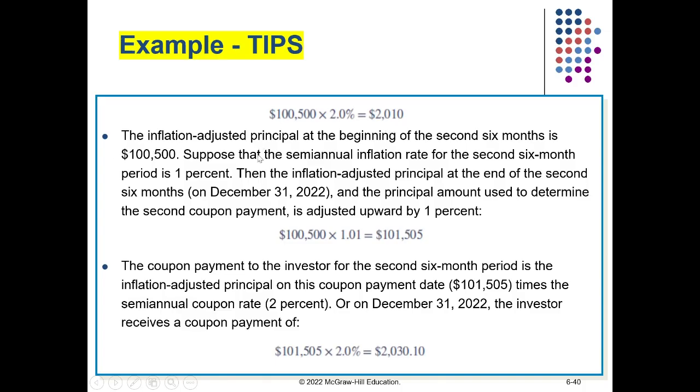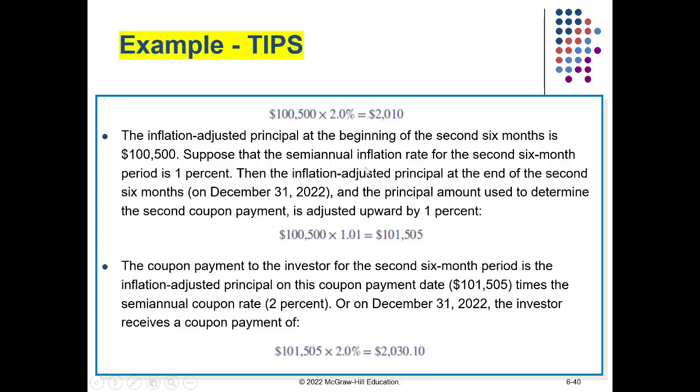The inflation-adjusted principal at the beginning of the second 6 months, therefore, is $100,500, right? So this is after the adjustment in the first 6 months, which is the beginning face value in the second 6 months, right? The face value in the beginning of the second month.